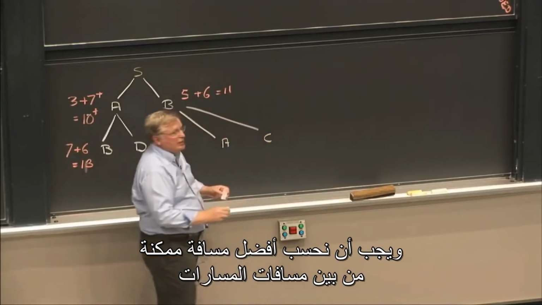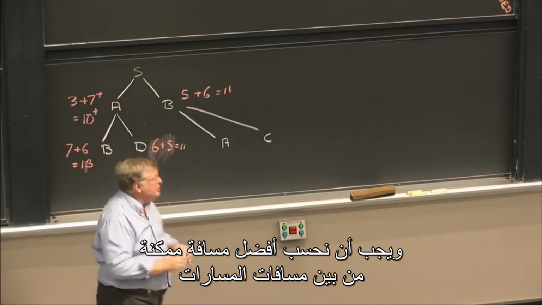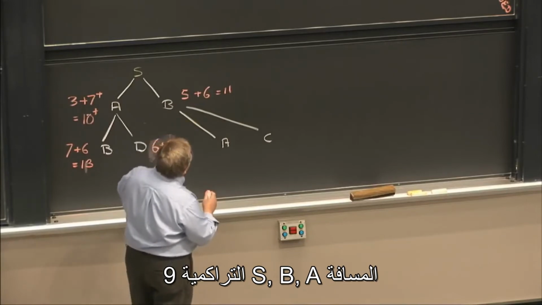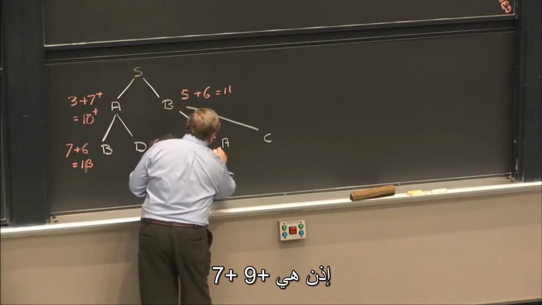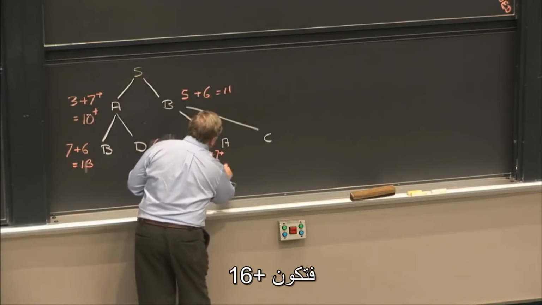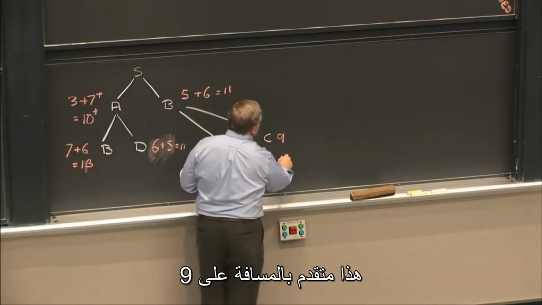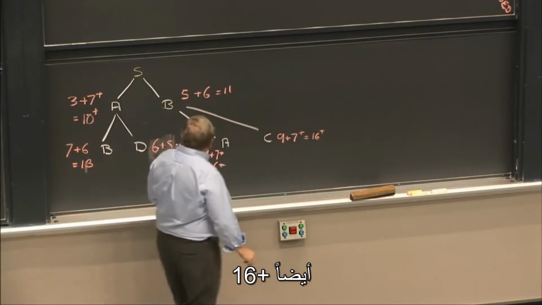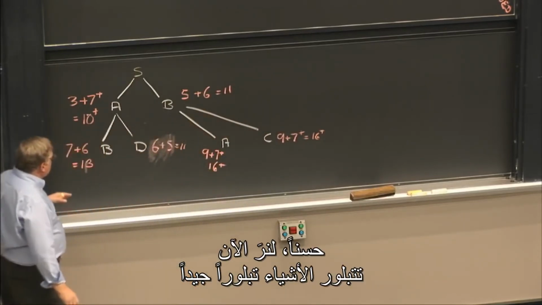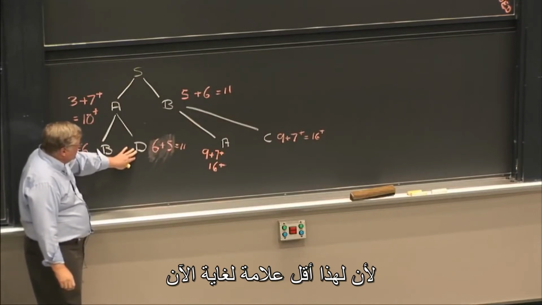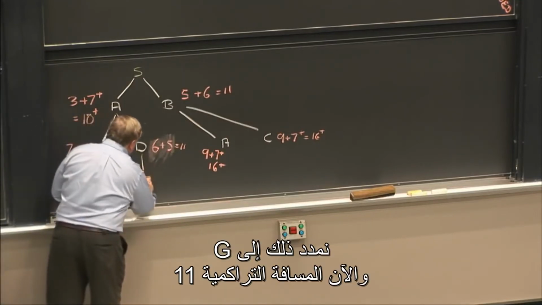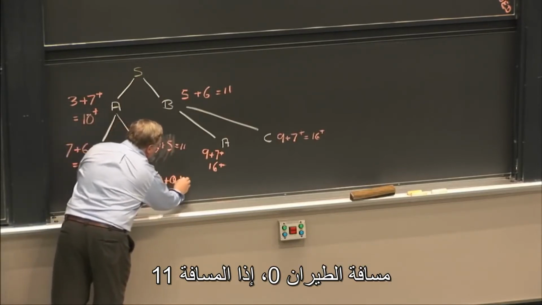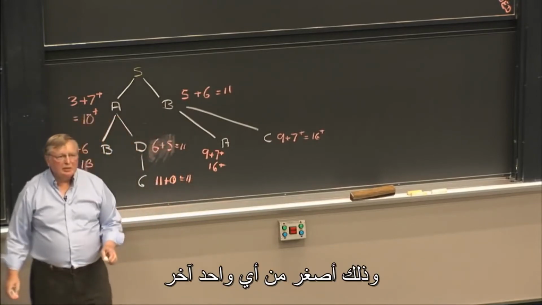And we have to calculate the best possible distance that goes along those paths. The accumulated distance for SBA is 9. So that's 9 plus 7, that's 16 plus. This has an accumulated distance of 9 also, plus 7, also 16 plus. Well now, things are shaping up pretty well because this one has the lowest score so far. We extend that to G, and now the accumulated distance is 11. The airline distance is 0, so that's 11, and that's smaller than everybody else.